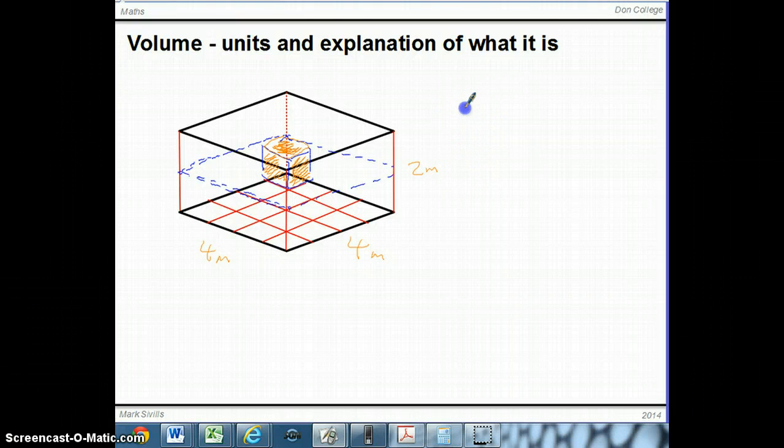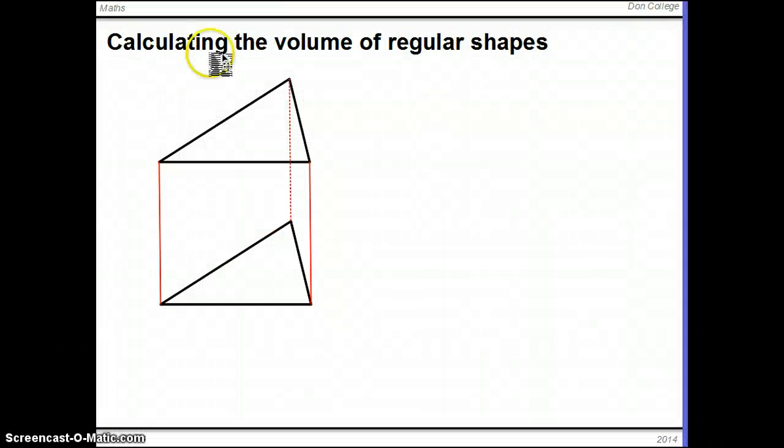So that gives us 4 meters by 4 meters to give us the area of the base, times the height tells us how many of those cubic units we can fit in. So 16 times 2 gives us 32 meters cubed, or 32 cubic meters fitting in that space. Okay, so when it comes to calculating the volume of regular shapes, what we need to know is first, what is the area of the base and what is the height?